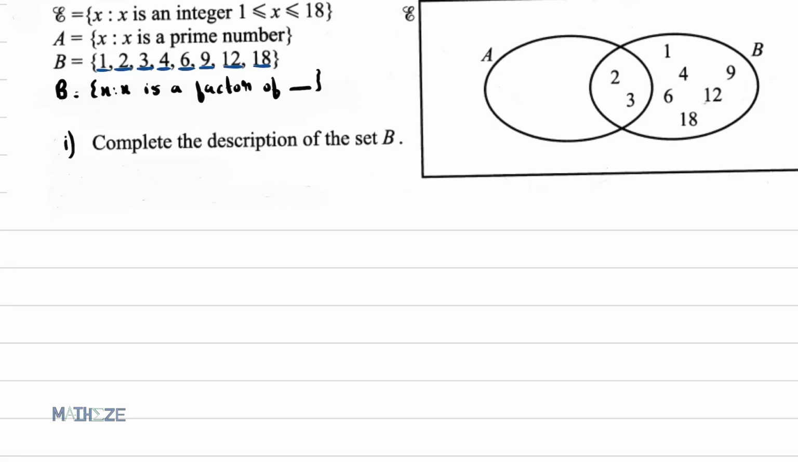How? 1 times 36 is 36, 2 times 18 is 36, 3 times 12 is 36, 4 times 9 is 36, 6 times 6 is 36, 9 times 4 is 36, 12 times 3, and 18 times 2. So they all are factors of which number? 36. So what will be my description of set B? Set B is the factors of 36.